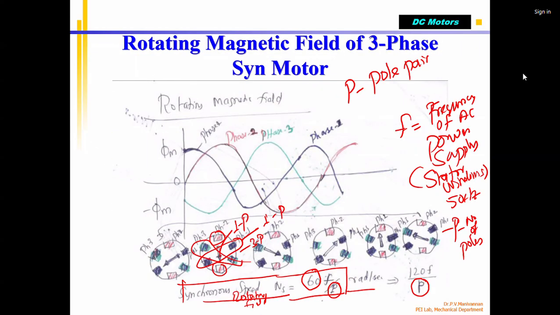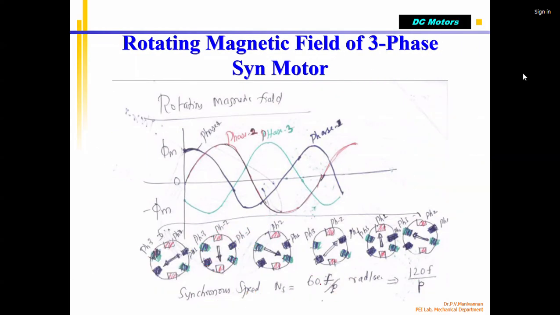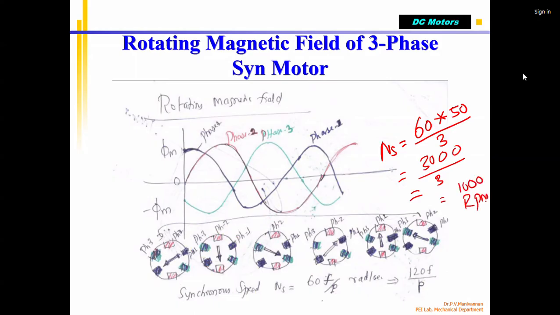So if I want to compute the synchronous speed of the motor, I can use 2 formulae. 60 F by capital P is 60 into 50 in India, divided by 3 pole pairs. My speed NS, the synchronous speed of the rotating magnetic field, not the motor speed, is going to be 1000 RPM. Sorry, not motor speed, rotating magnetic field speed. Rotating magnetic field speed NS, the synchronous speed, will be 1000 RPM.